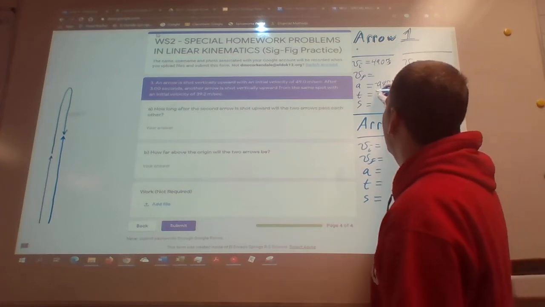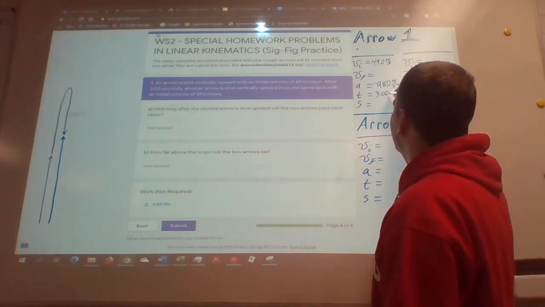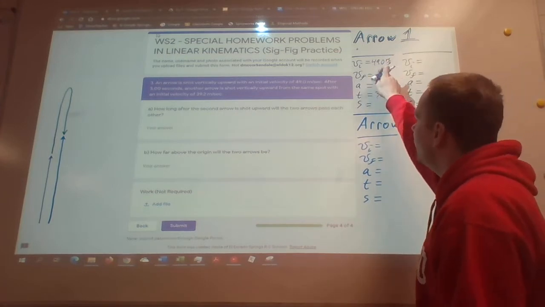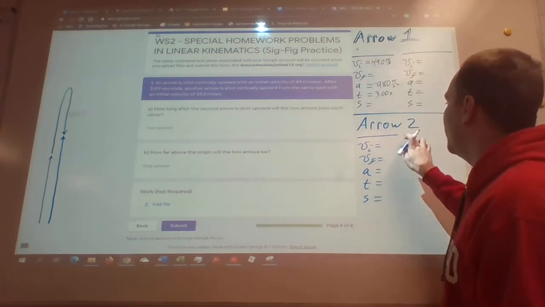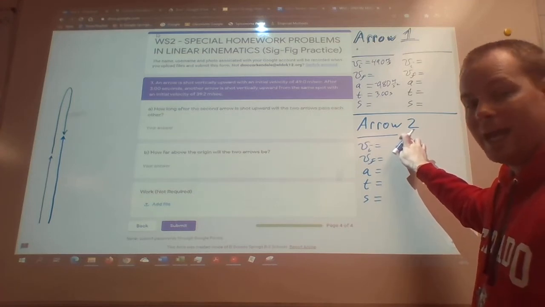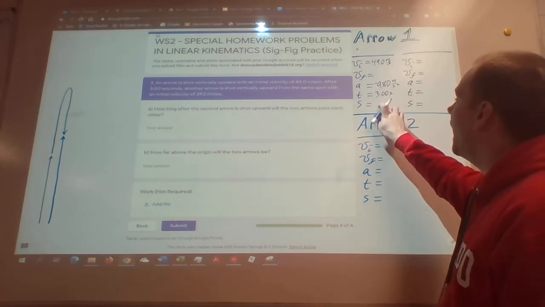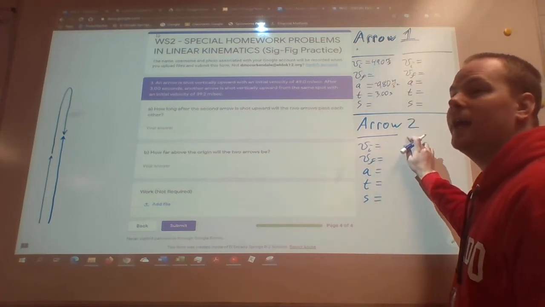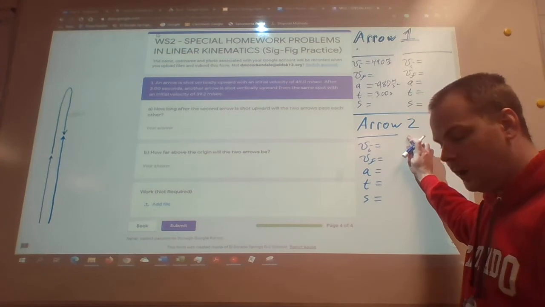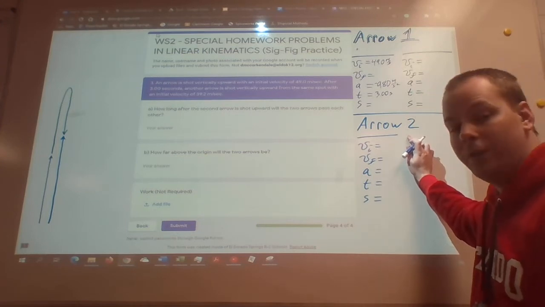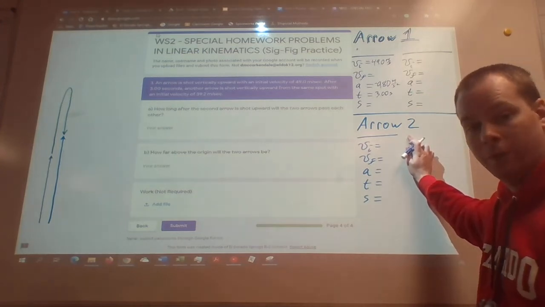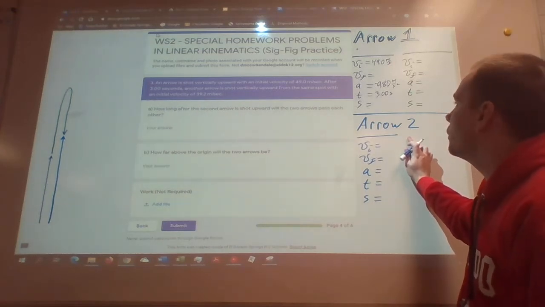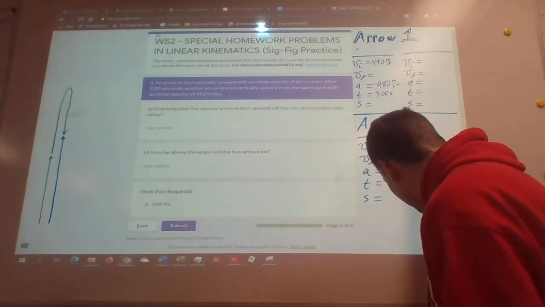So our T here is going to be 3.00 seconds. And that will allow us to determine the velocity of arrow 1 when arrow 2 is fired. And it will allow us to determine the height of arrow 1 when arrow 2 is fired. Now, we are taking the initial height of arrow 1 to be 0. We're calling the bottom of the problem 0 for this. So we can use our first kinematic equation.